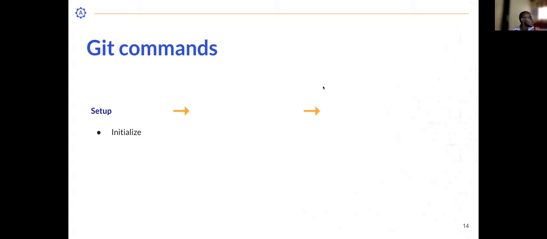All right, so next up, after we've set up our system, the next step will be to develop. So what are we going to do in developing? We're going to check out branches, and we're going to commit changes. So we'll do some work, check out branches, do some work, and commit changes. So let's go back to our terminal and do some development.